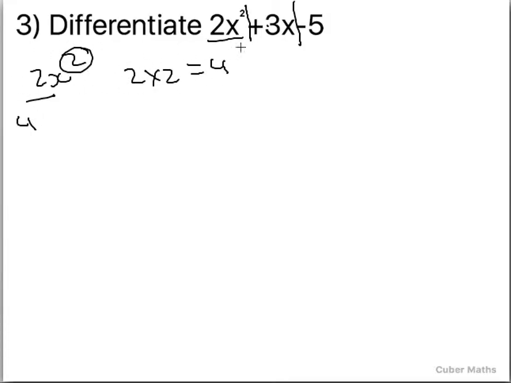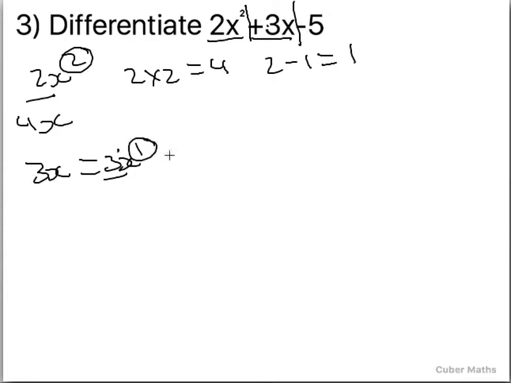And then if we take the power, which is 2, and take away 1, we're just going to be left with 1. So we're just going to have 4x. Now if we take this second bit, 3x, that's basically saying 3x to the power of 1. If we take the number and the power, 3 times by 1, we're going to be left with 3. So write that underneath, and 1 take away 1 is going to leave us with 0. And as we said, x to the power of 0 is 1, 3 times by 1 is just 3. So we leave it as it is.